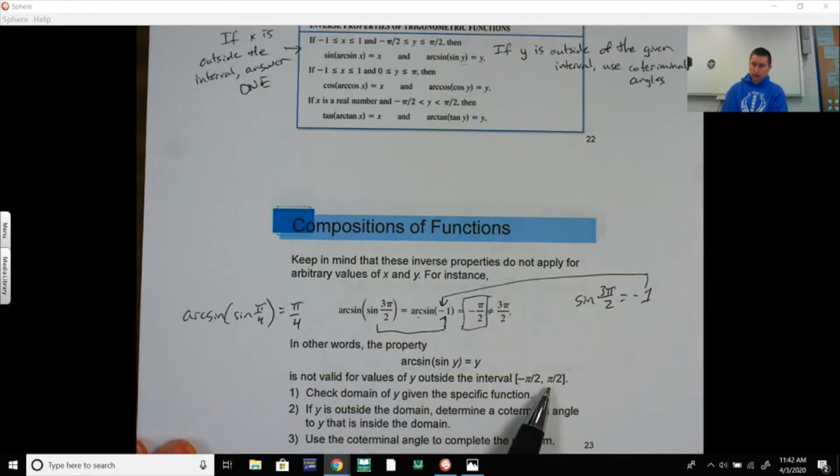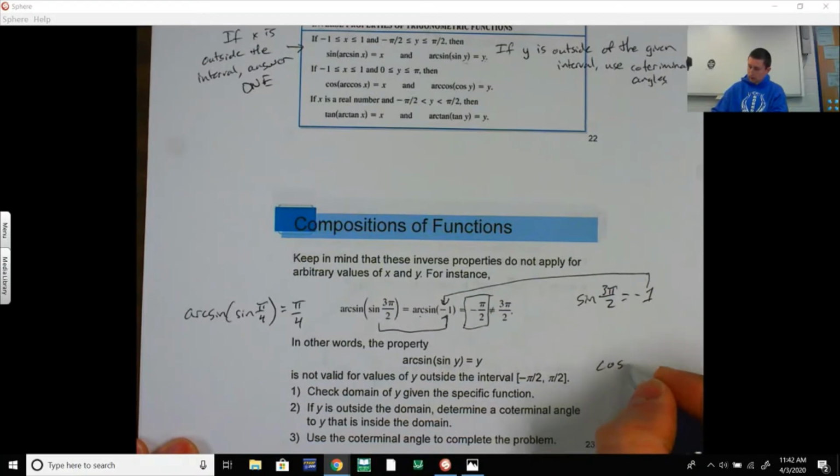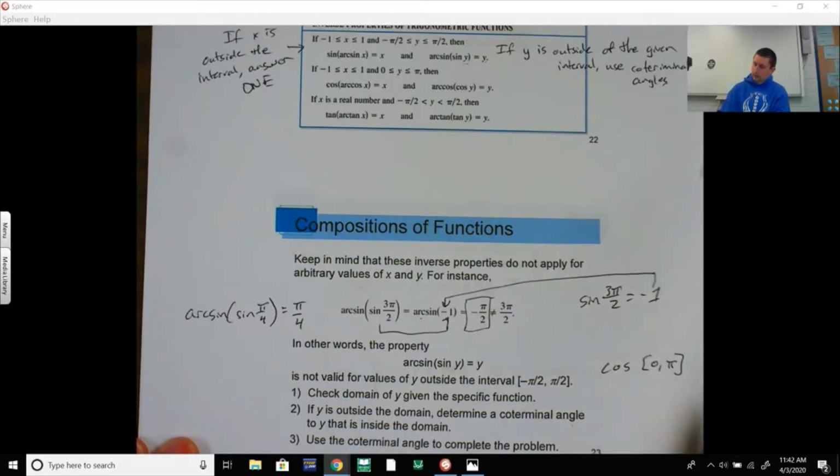Same thing goes for cosine on the interval 0 to pi. So you check the domain of y given the specific function. If y is outside the domain, determine a coterminal angle to y that is inside the domain. Use a coterminal angle to complete the problem.